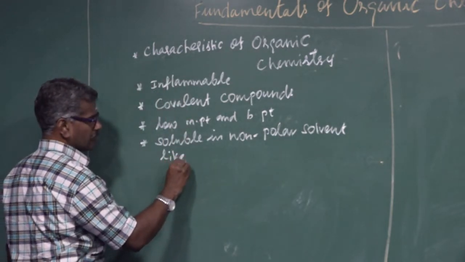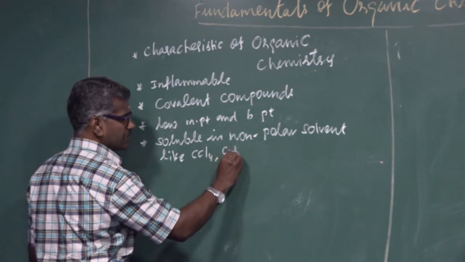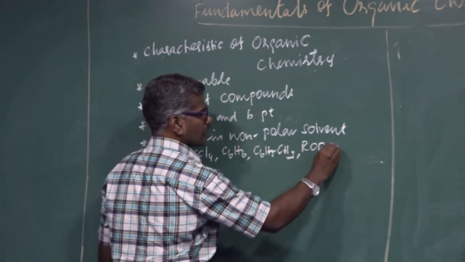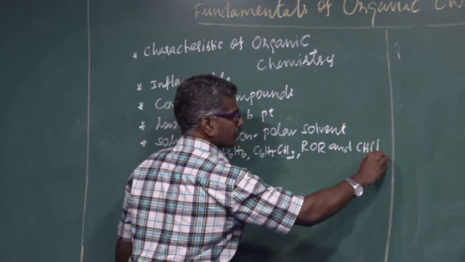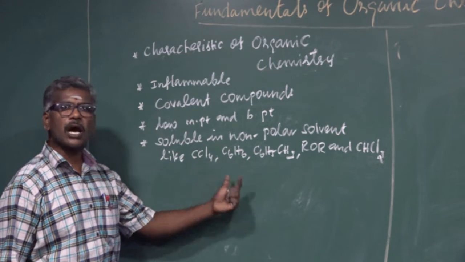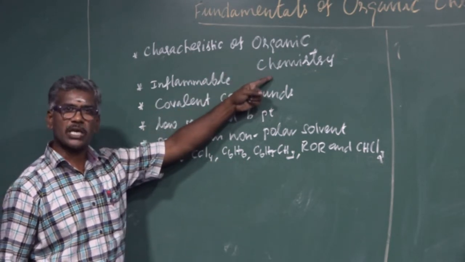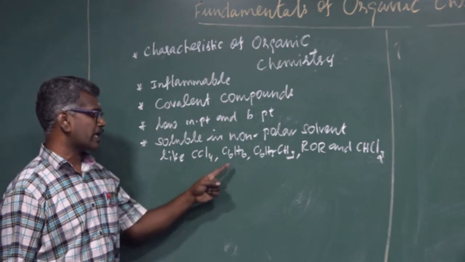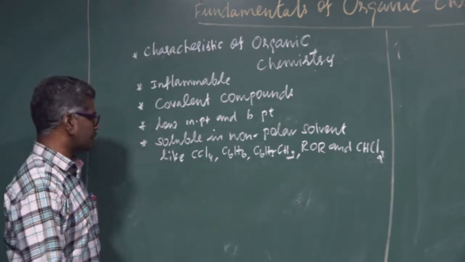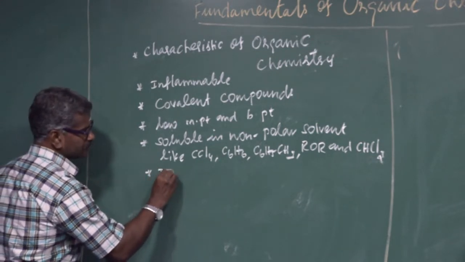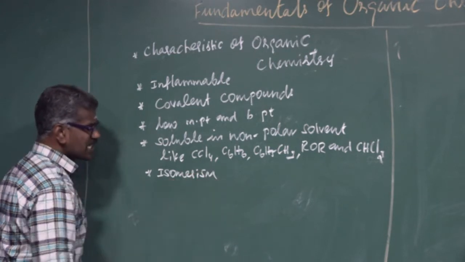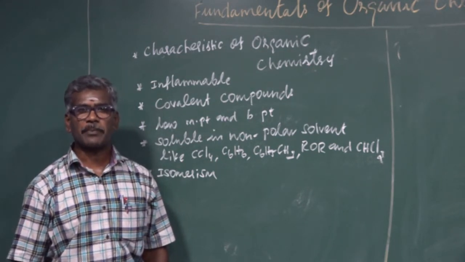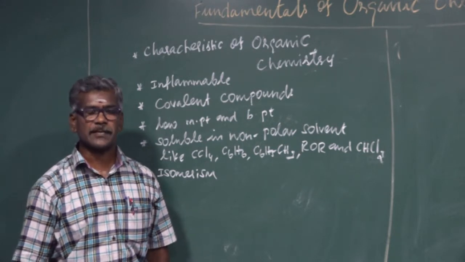Like carbon tetrachloride, benzene, toluene, ether and chloroform. These non-polar solvents dissolve non-polar compounds. Organic compounds are covalent compounds, soluble in non-polar solvents like carbon tetrachloride, benzene, toluene, ether and chloroform. Another point, they exhibit isomerism. What is the definition of isomerism? Compounds having the same molecular formula but differing in physical and chemical properties are known as isomers. The phenomenon is known as isomerism.